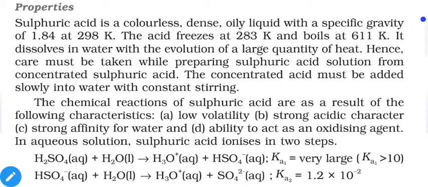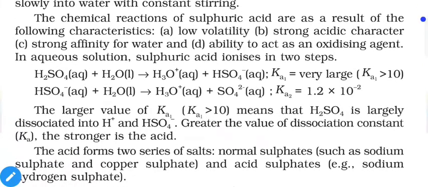The chemical reactions of sulfuric acid are a result of the following characteristics. First, low volatility. Second, strong acidic character. Third, strong affinity for water. And last, ability to act as an oxidizing agent in aqueous solution. Sulfuric acid ionizes in 2 steps. First it will release one H plus and you will get HSO4 minus, and second, HSO4 minus will release one more H plus, so you will get SO4 2 minus.